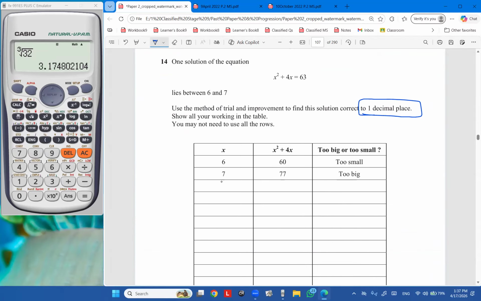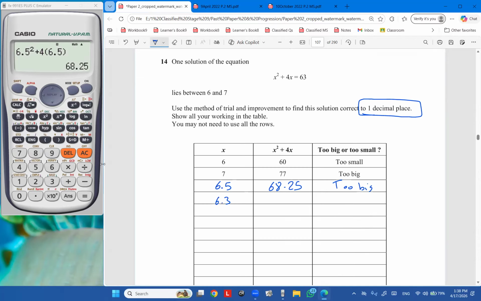So let's agree on one thing. I need to first find 6.5. This is all I need to find. 6.5, what is it going to be equal to? And then I'm going to need to go below it or higher than that. So let's find this. 6.5 squared plus 4 multiplied by 6.5 gives exactly 68.25. So it's still too big. I need to go lower than that.